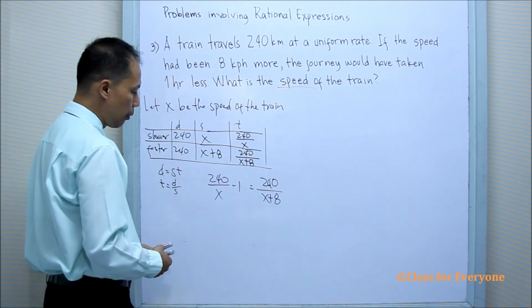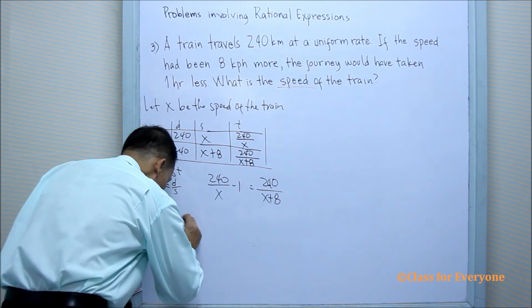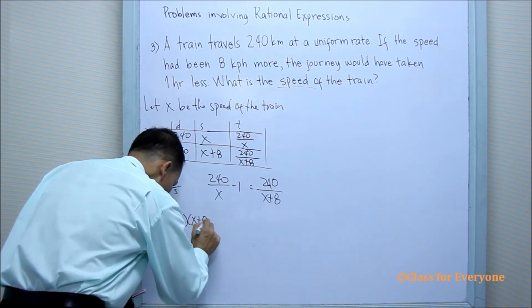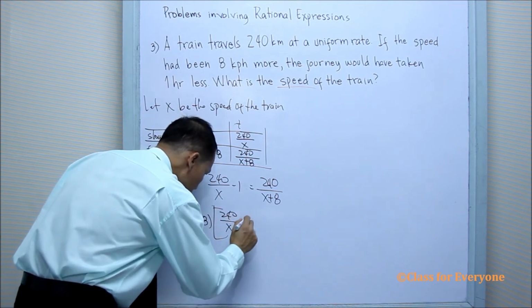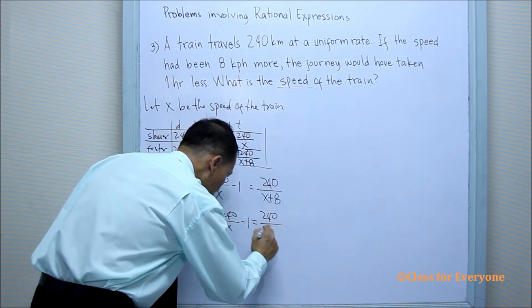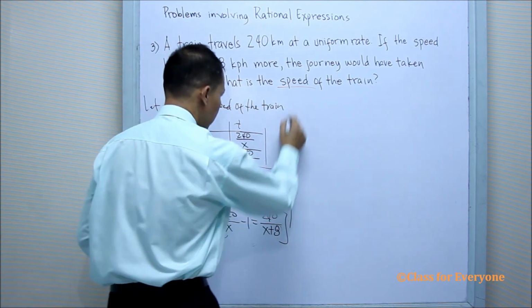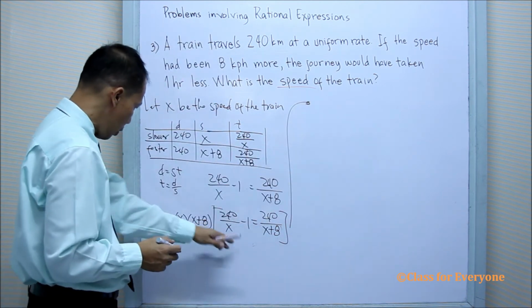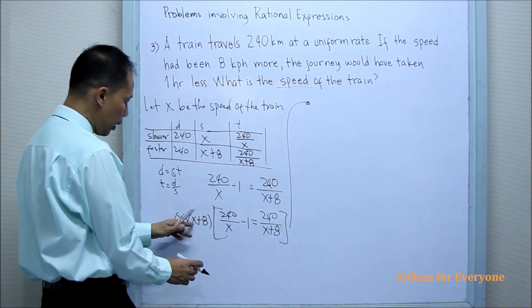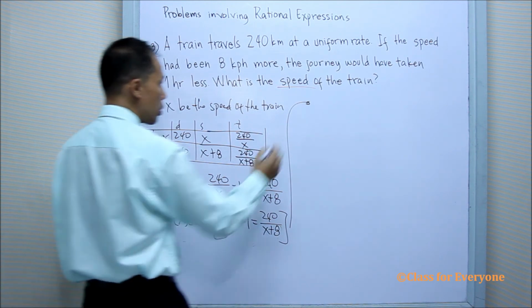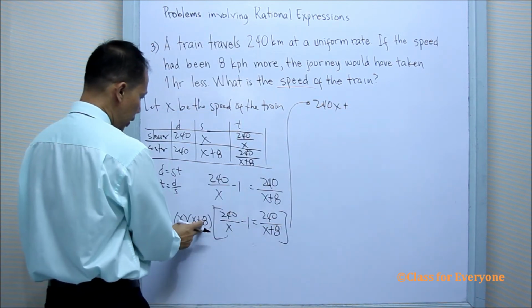Now, we are going to solve the problem. The LCD is x times x plus 8. So we will multiply by x times x plus 8 times 240 over x minus 1 equals 240 over x plus 8. By distributive property, we can cancel this out. So what remains will be 240 times x plus 8. 240 times x is 240x plus 240 times 8.